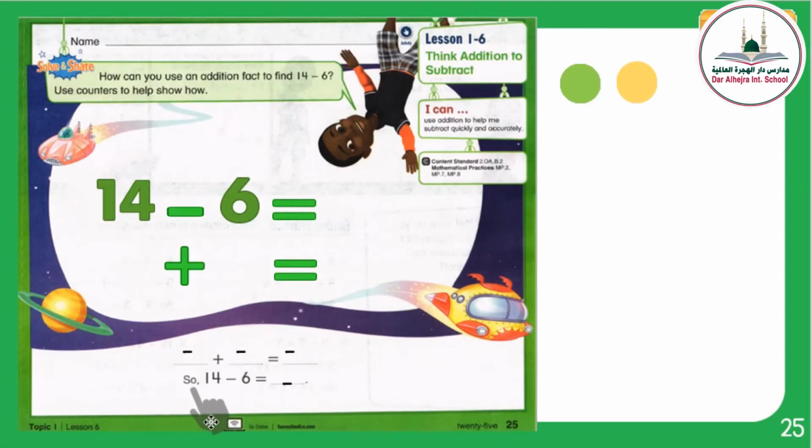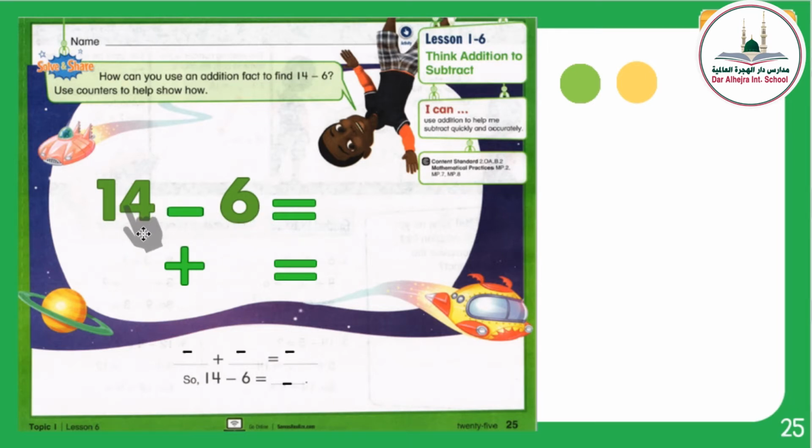Here in the beginning of the lesson, we can see an equation. It's a minus equation, that's 14 minus 6. And what we are supposed to do is think of addition to find 14 minus 6. Let's see how we can use addition to solve 14 minus 6.